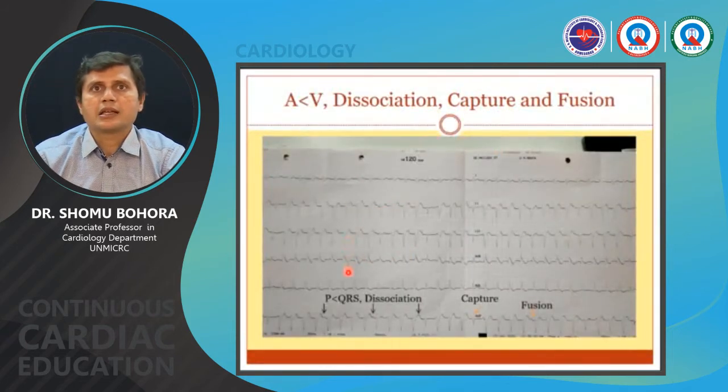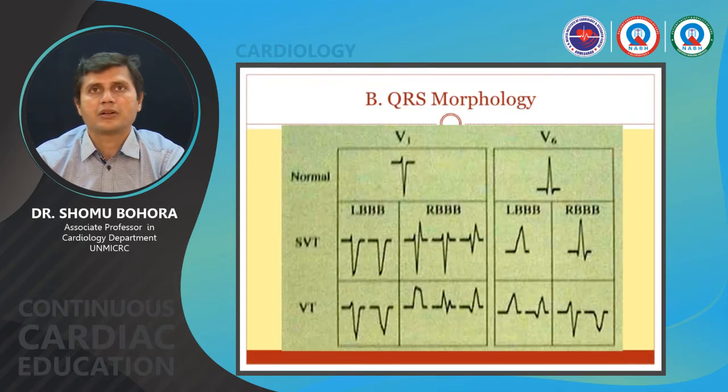You may find this kind of ECG where you have all of the findings of P being less than the QRS, showing dissociation. You may have a capture beat as well as a fusion beat, and this suggests this tachycardia to be a ventricular tachycardia. Going on to the next major differentiation, how to differentiate between an SVT and a ventricular tachycardia, is QRS morphology.